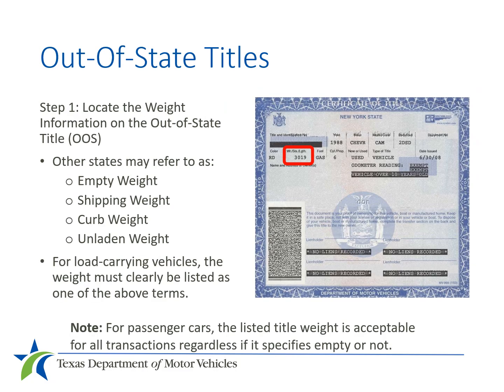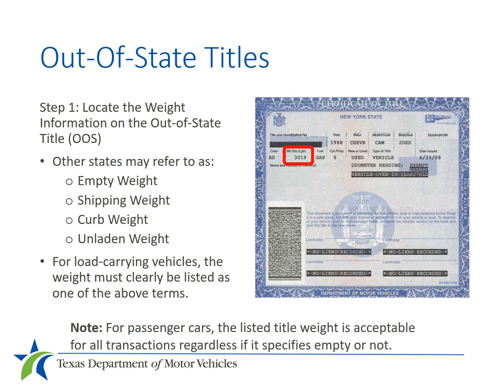Next, let's cover how to determine the weights for an out-of-state title. When looking for the weight on an out-of-state title, it's important to note that other states may refer to the empty weight as empty weight, unladen weight, shipping weight, or curb weight, which are all acceptable variances. These refer to the vehicle's weight without passengers, cargo, or fluids.